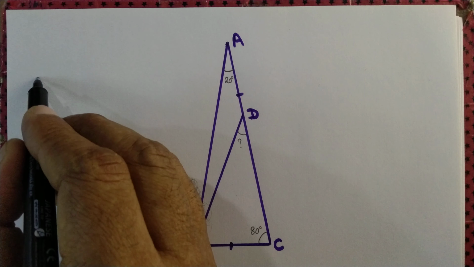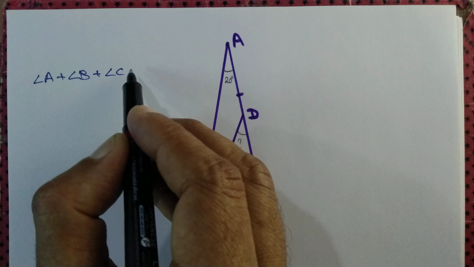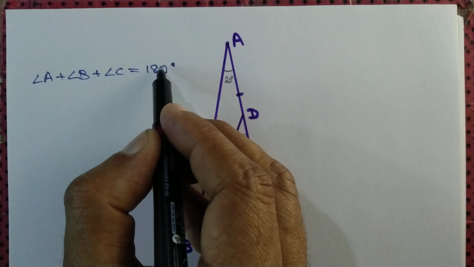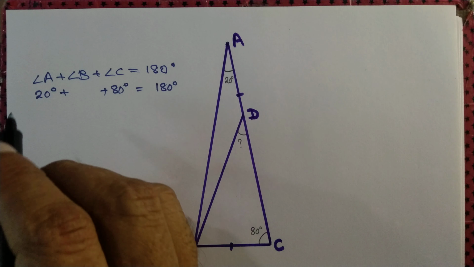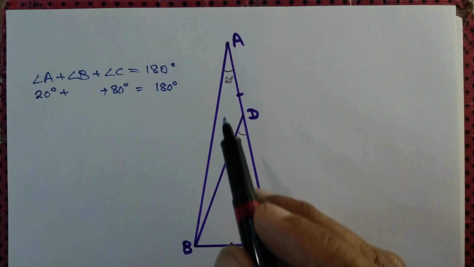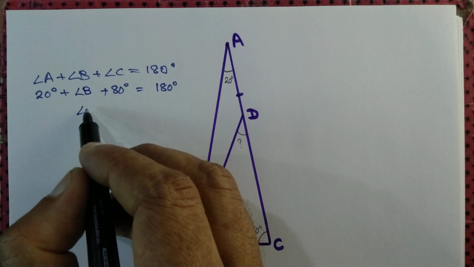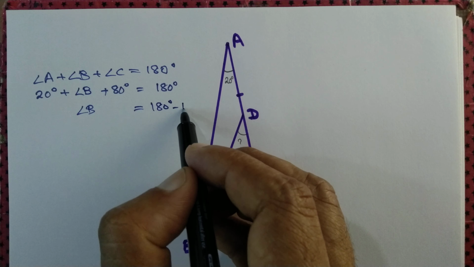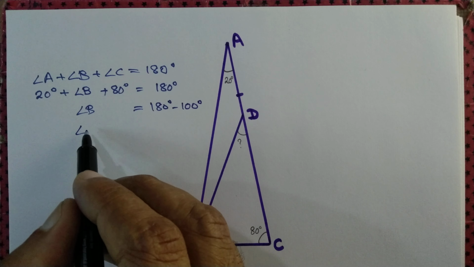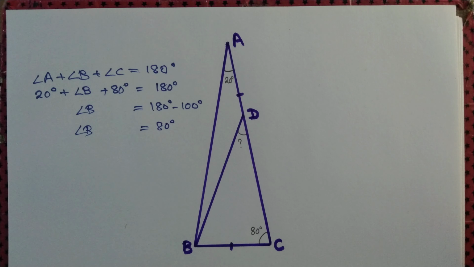We know that angle A plus angle B plus angle C equals 180 degrees, because the sum of the three angles of a triangle is 180 degrees. Angle A measures 20 degrees, angle C measures 80 degrees, and we can easily find angle B: it is the difference of 180 degrees and 100 degrees, or angle B equals 80 degrees. Oh, we see that the base angles are equal.